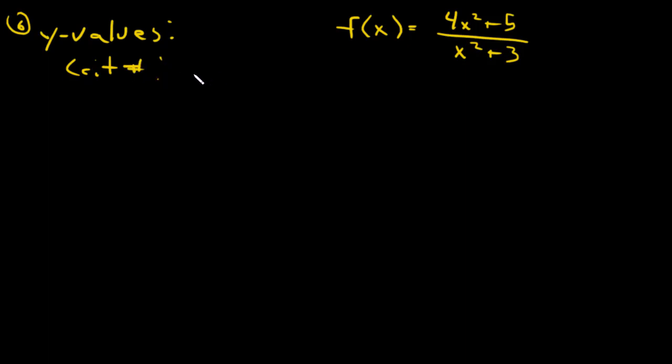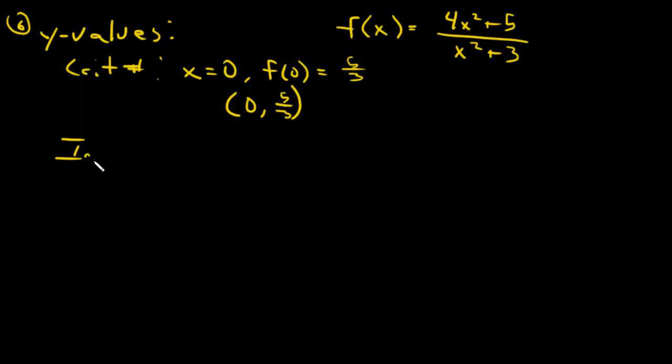And there was only one, and it was at x equals 0, right? So at x equals 0, what do we get? Well, if I plug a 0 here, a 0 here, I'm going to get 5/3. So f of 0 is equal to 5/3, which means we're going to have a critical number at (0, 5/3).